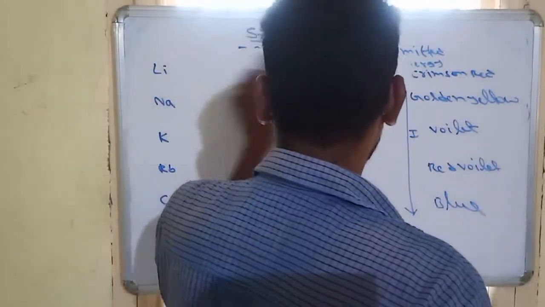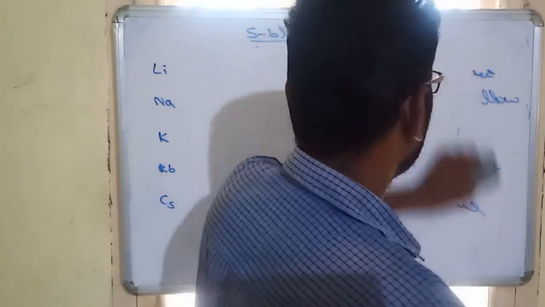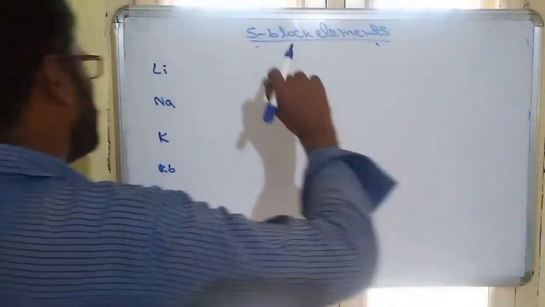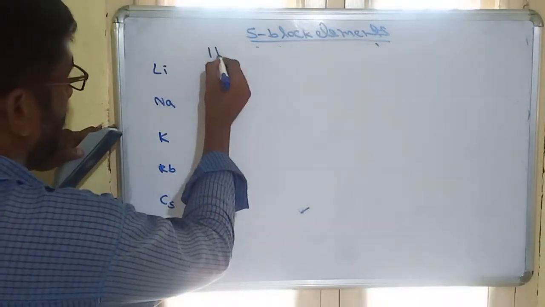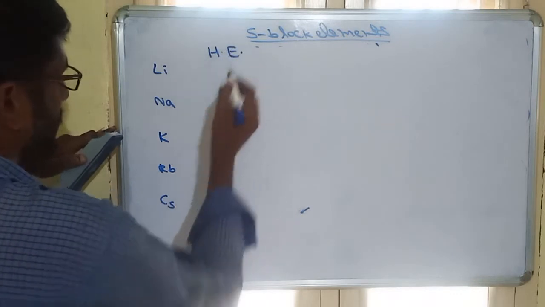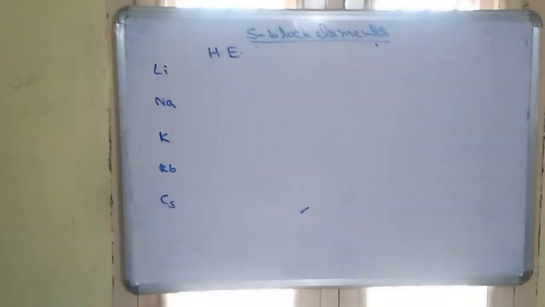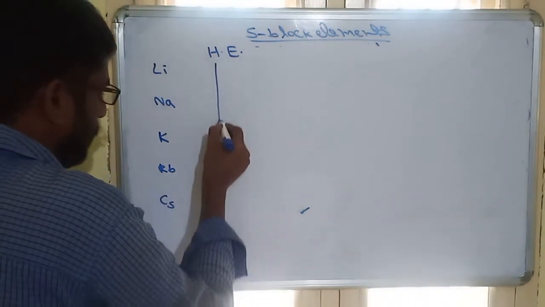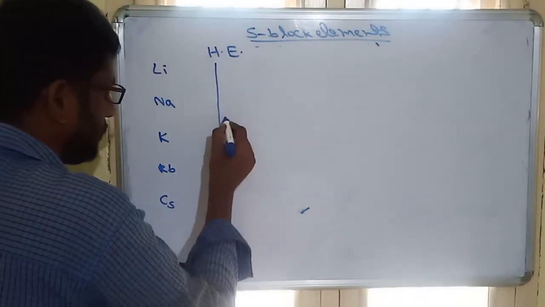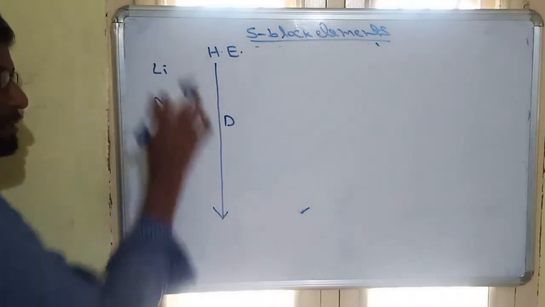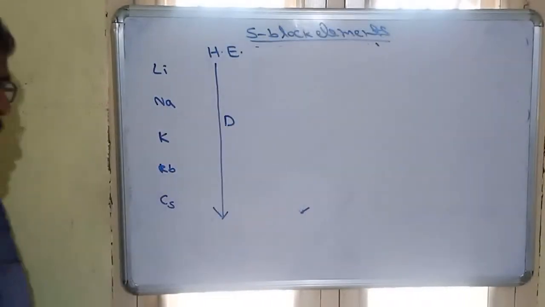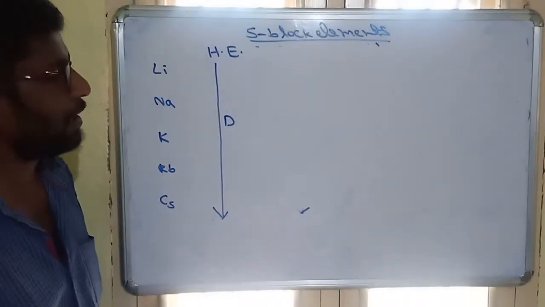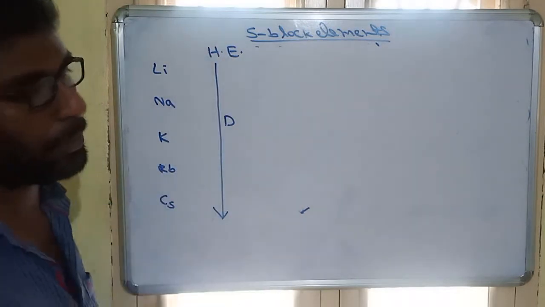Other important properties are, another important one is the hydration enthalpy. So this is the most important, hydration enthalpy. Hydration enthalpy decreases from top to bottom. Lithium has high hydration enthalpy, whereas cesium has low hydration enthalpy. So what is meant by hydration enthalpy?